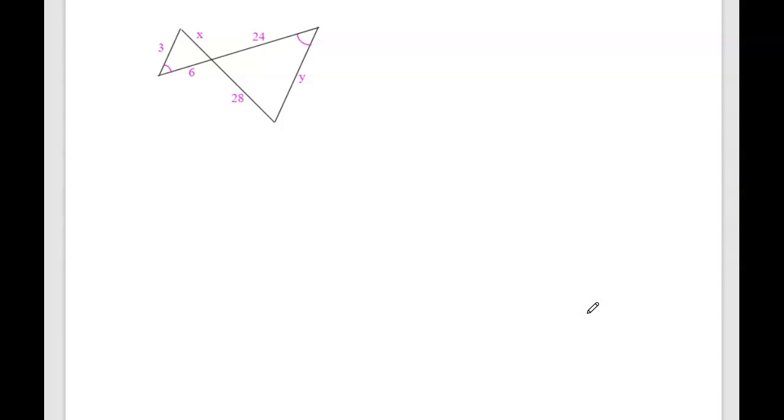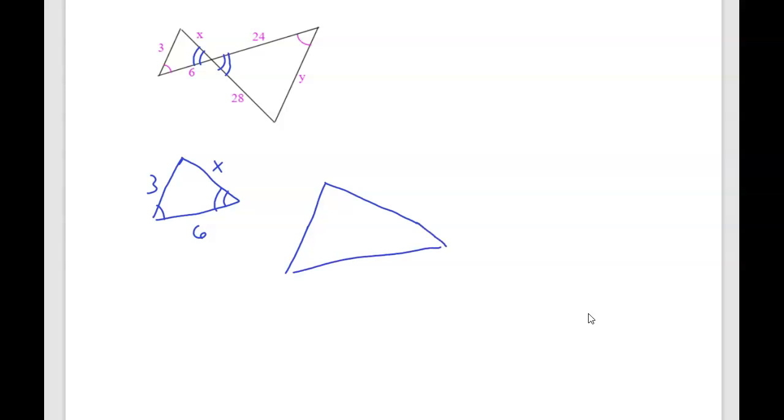This last one, I'm going to do the same thing. I'm going to separate them so that the angles are in the same locations. And one thing that I'm going to do is, again, these are going to be congruent because they're alternate interior angles. Those are always congruent. So I'm going to have this where I have a 3, an X, and a 6 with these angles. And then I'm going to have this larger triangle.